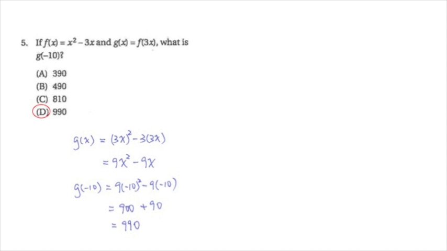Question 5. f of x is x squared minus 3x and g of x is f of 3x. We're asked to find g of negative 10. So g of x equals (3x) squared minus 3 times 3x equals 9x squared minus 9x. So g of negative 10 equals 9 times negative 10 squared minus 9 times negative 10, which is 900 plus 90 equals 990.